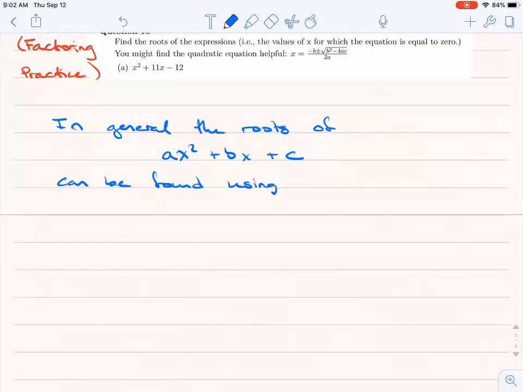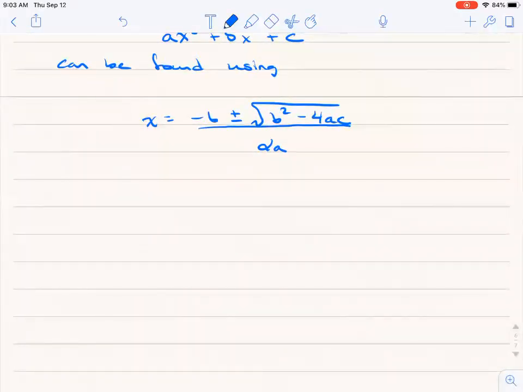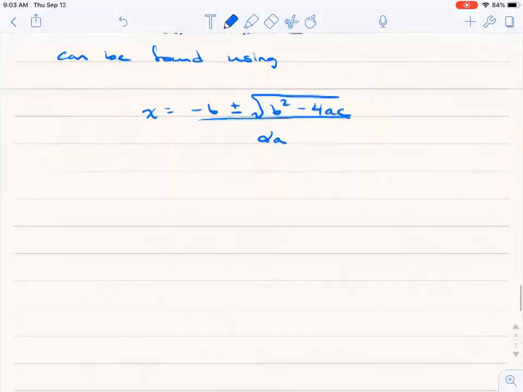here I've got a page break. x is negative b plus minus the square root of b squared minus 4ac over 2a, right? The quadratic equation. So as long as you have something like this, ax squared plus bx plus c, then you can use this equation to find the roots. And it's going to give you two values with the plus minus. I should make this look like a b, actually. Luckily, it's typed out, so phew.